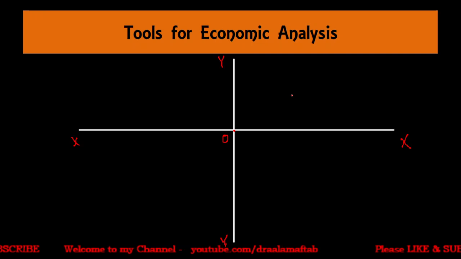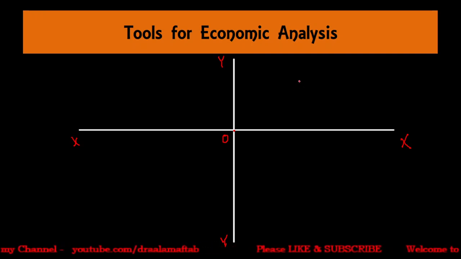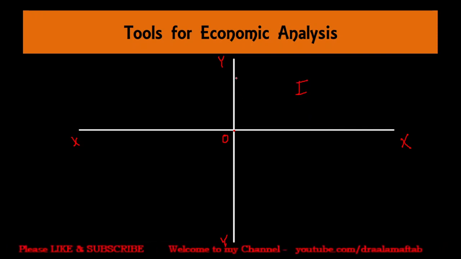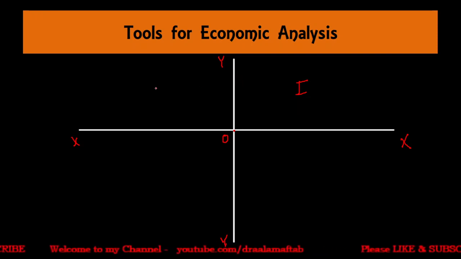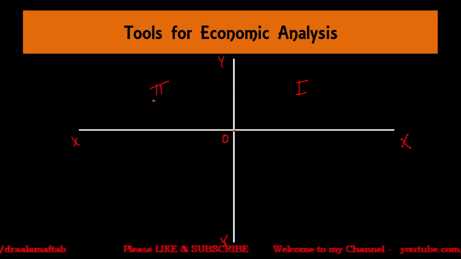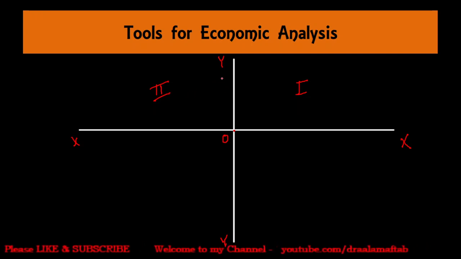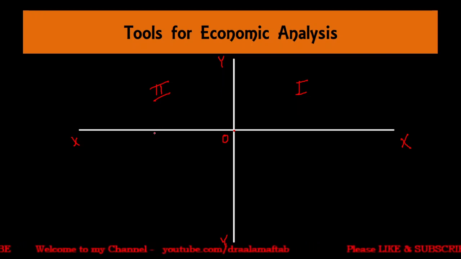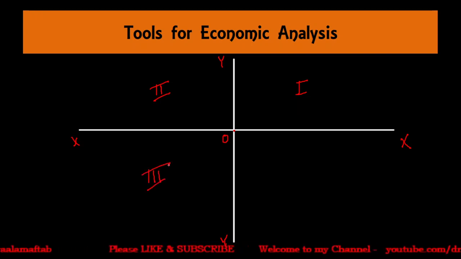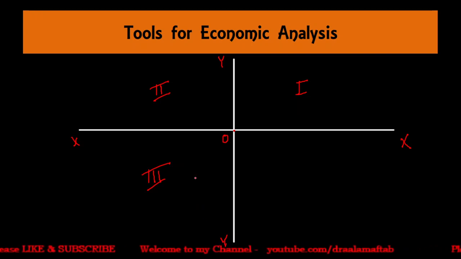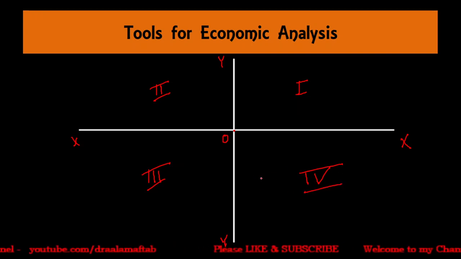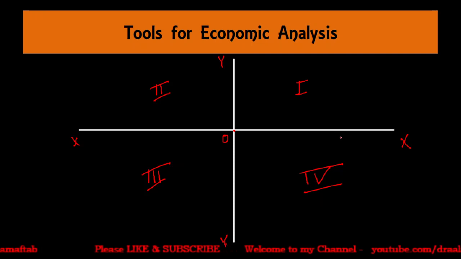And the quadrants are numbered starting from here. This is your first quadrant. In the first quadrant, both values of x and y will be positive, right? And it goes anti-clockwise or counter clockwise. This is your quadrant number 2. In quadrant number 2, the value of y will be positive, whereas the value of x will be negative. In quadrant number 3, you have both x and y values as negative, and this one is your quadrant 4. In quadrant 4, you have a positive value of x.